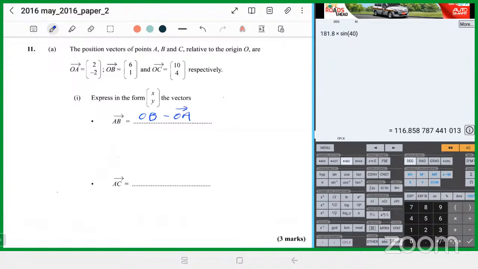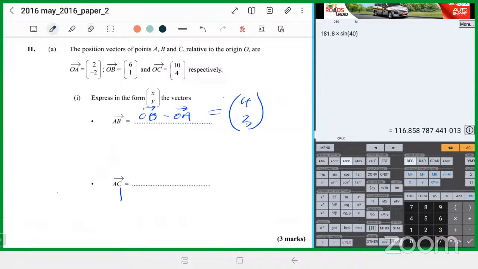Put that on top. Equals, I'm just going to write the answer, guys. I'm doing this one minus this one. So it's 6 minus 2 is 4. 1 minus a negative 2 becomes 1 plus 2 is 3. That is it. And then AC is a similar thing.